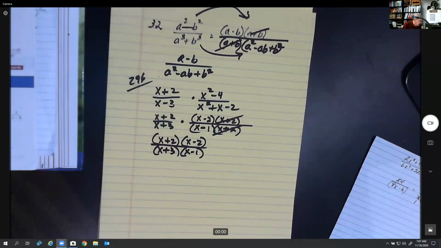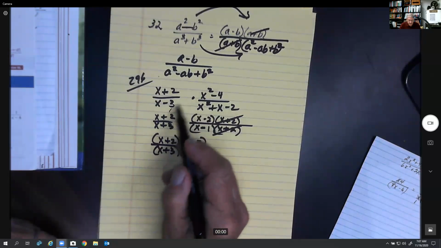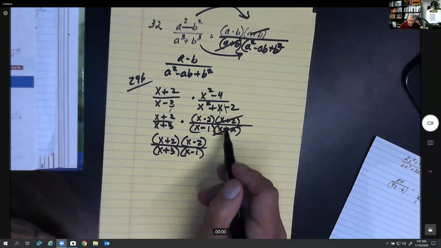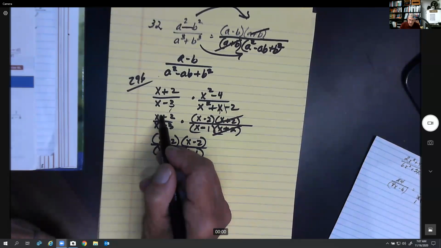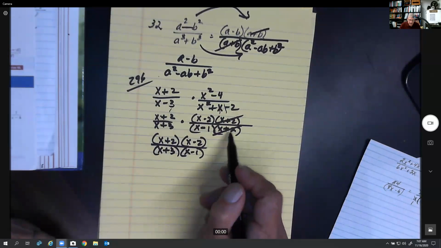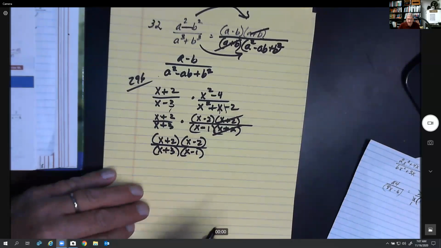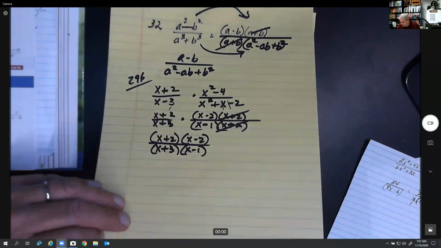Because sometimes we have more to do to this problem. So if you leave it in factored form, it's a lot easier. So the key on this problem is factor out what you can, cancel. I could even cancel this x plus 2 with this x plus 2. That would have been okay. Just so I cancel out something on the bottom and something on the top if they match up.